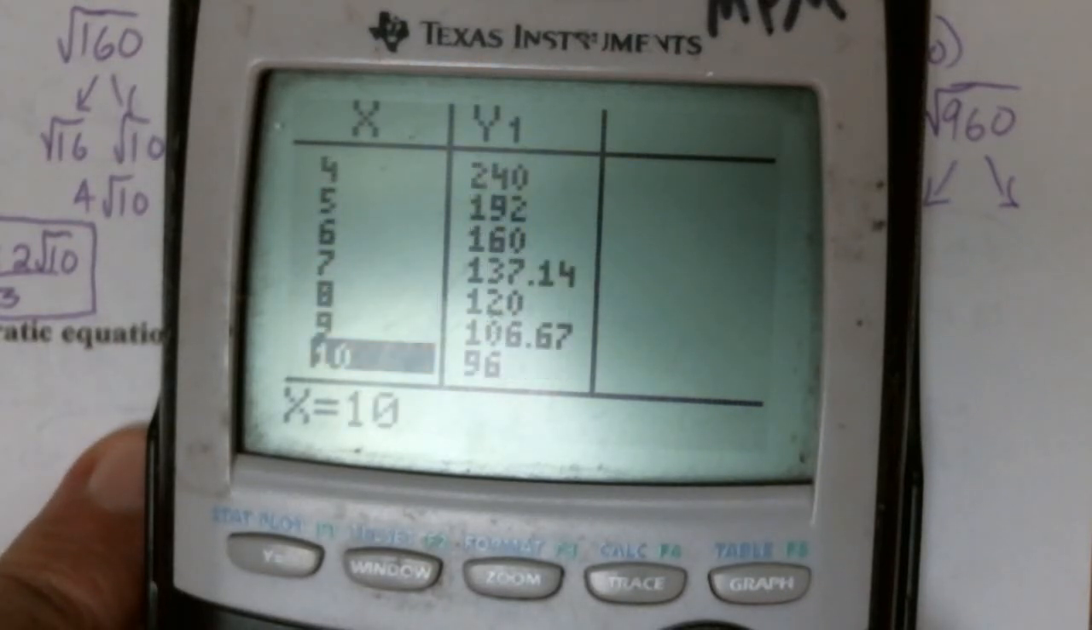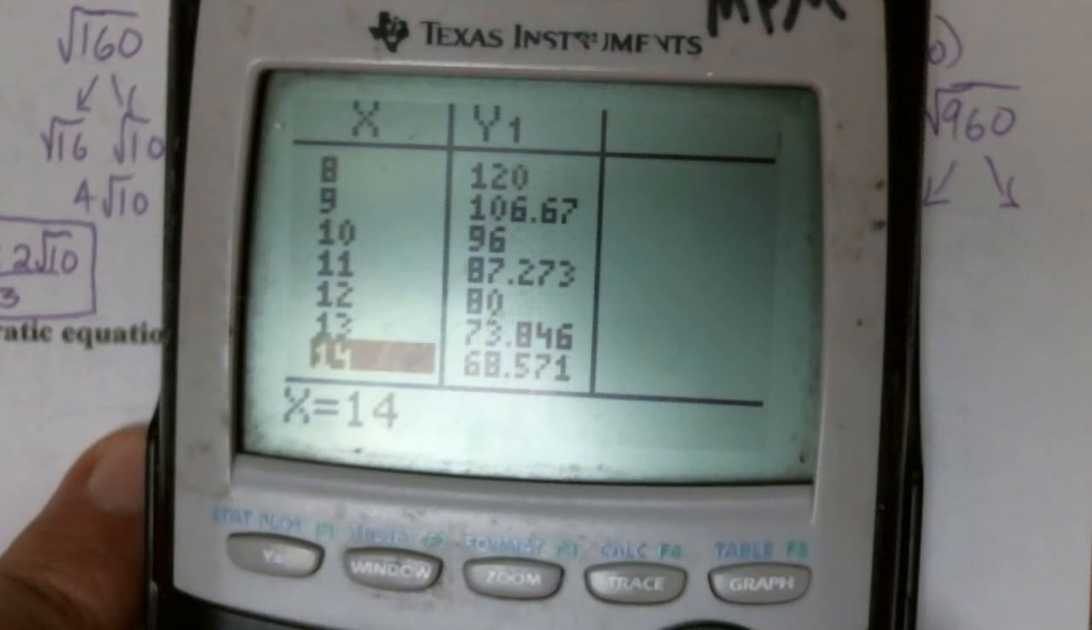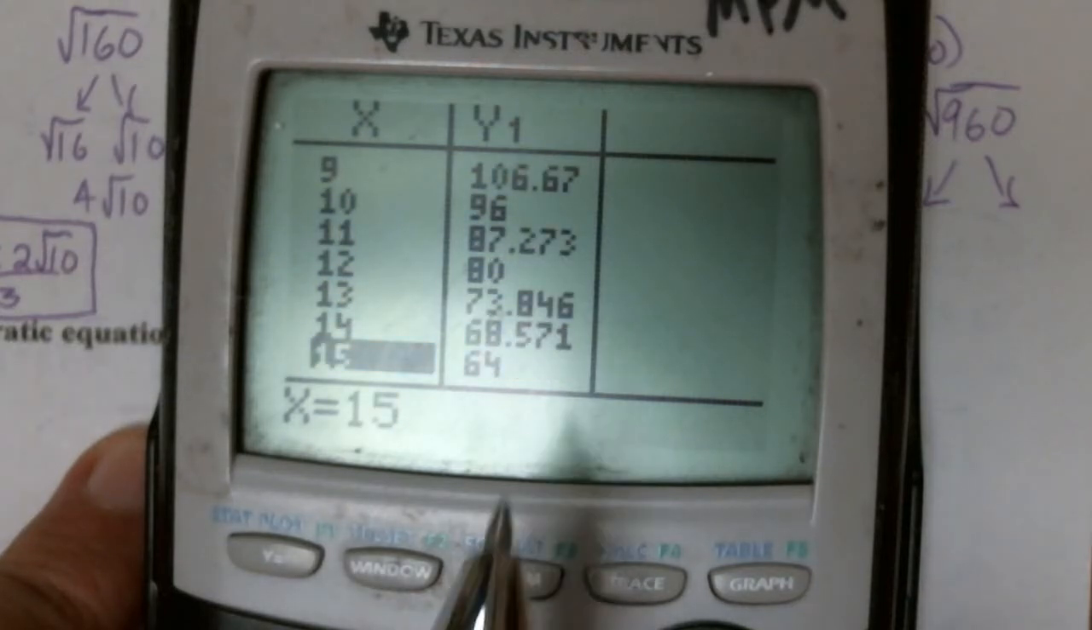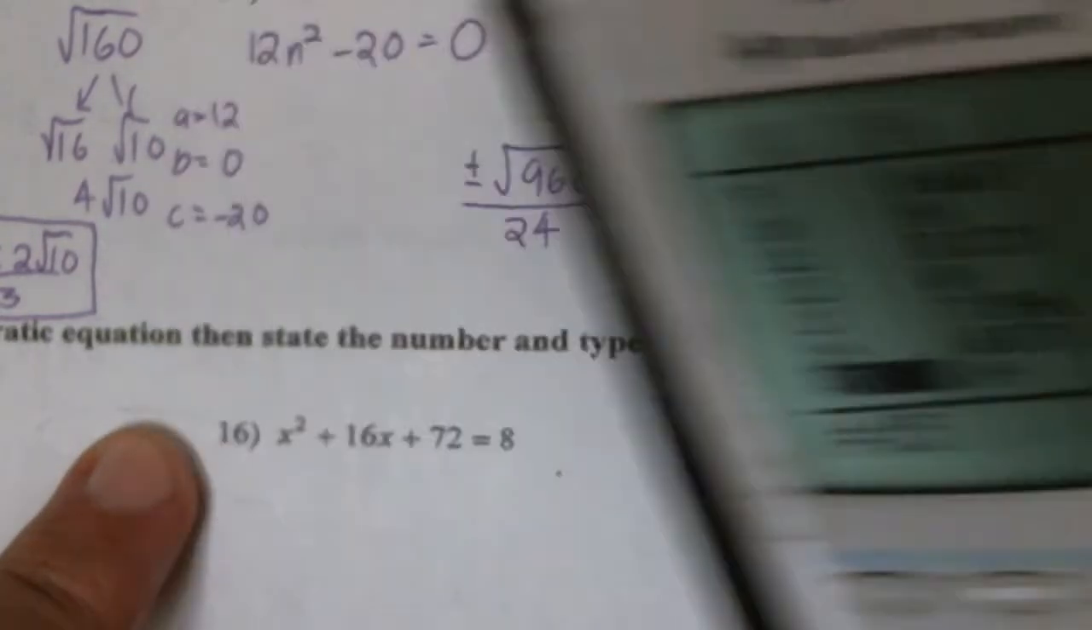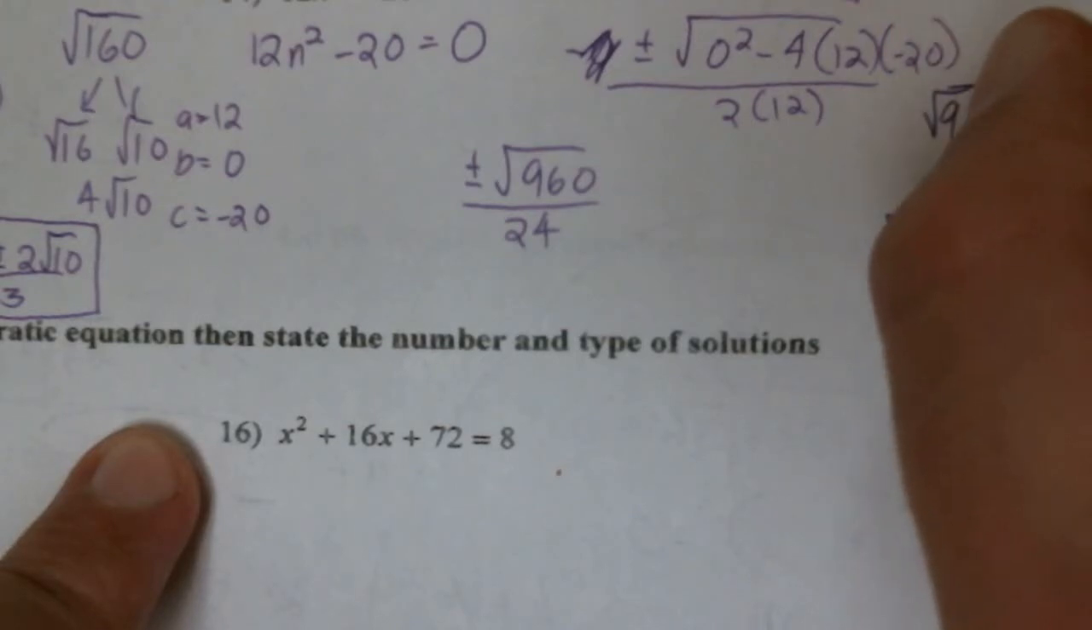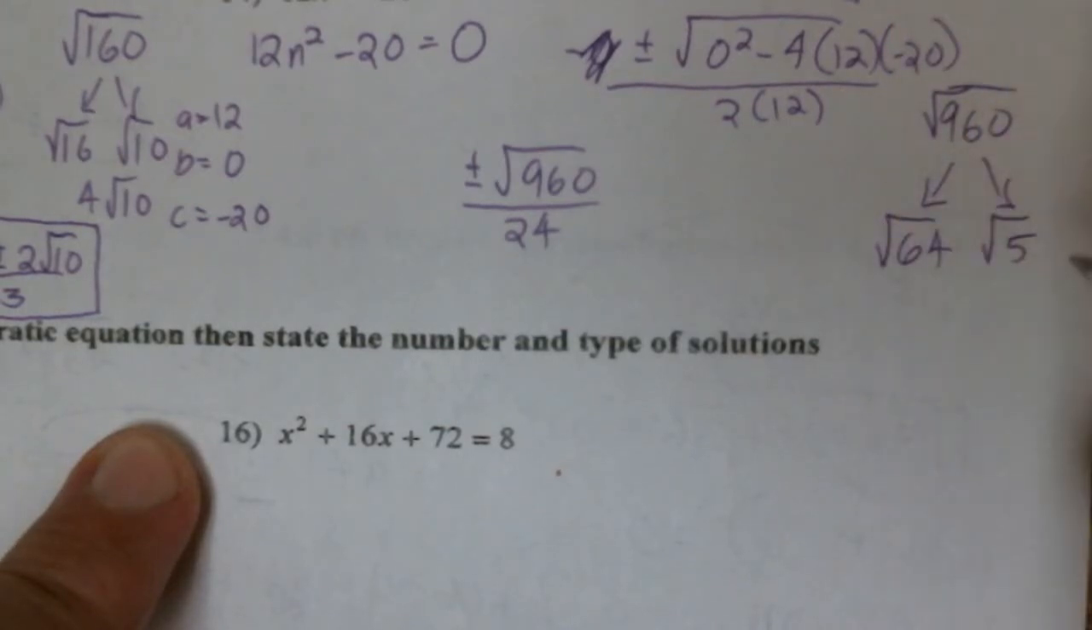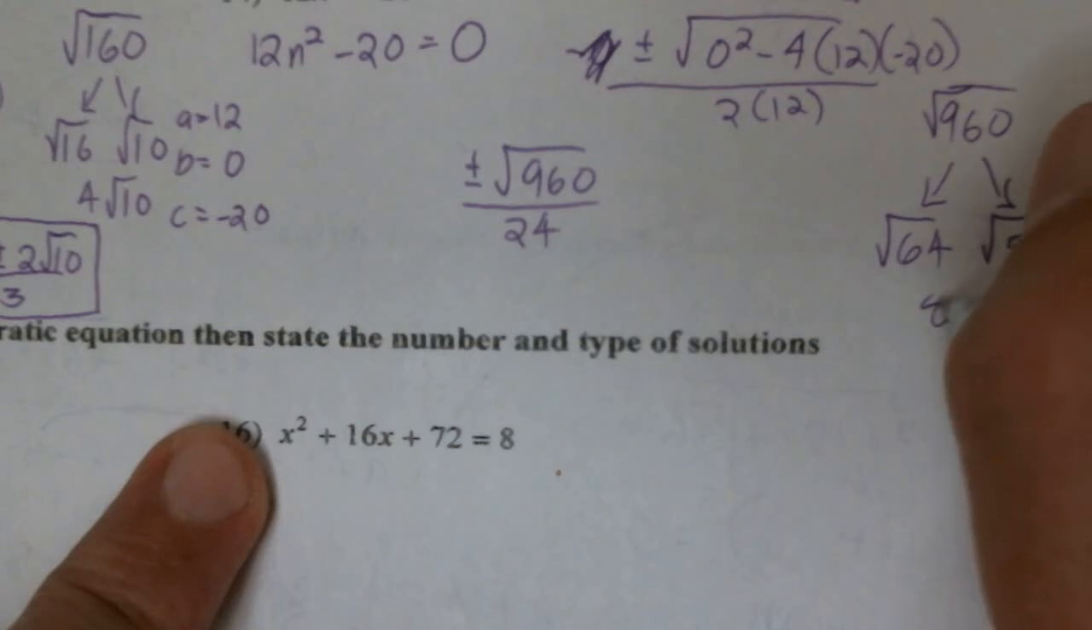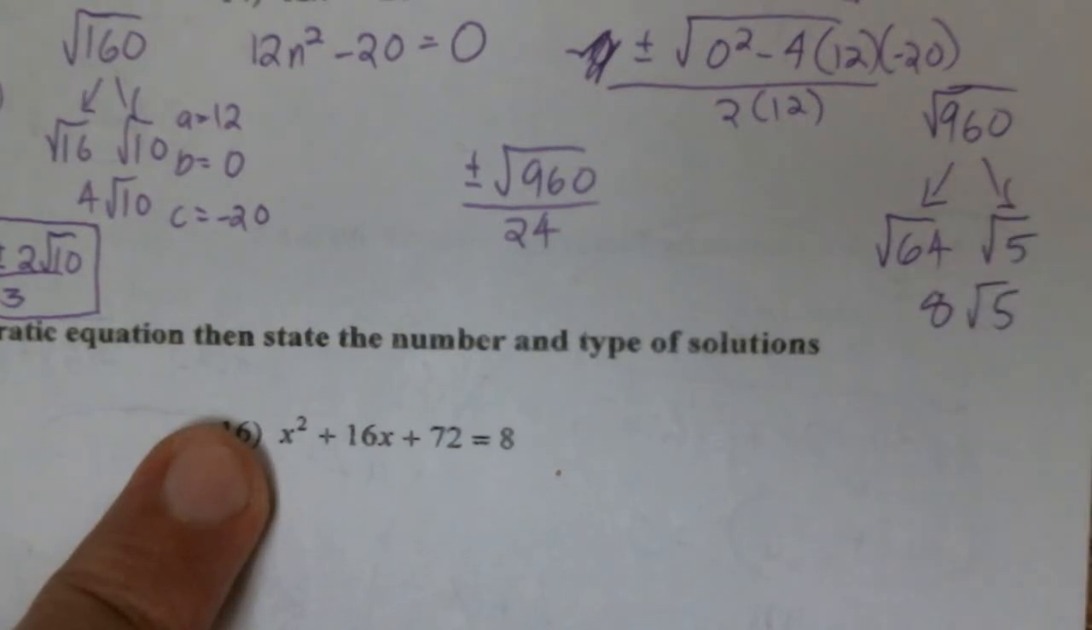Okay, keep going. None of those are perfect squares. Oh, there's one right there. Boom, 64. 8 squared is 64. That's one. So I could break this down into 64 and 5. Square root of 64 is 8, so that's just 8 root 5.